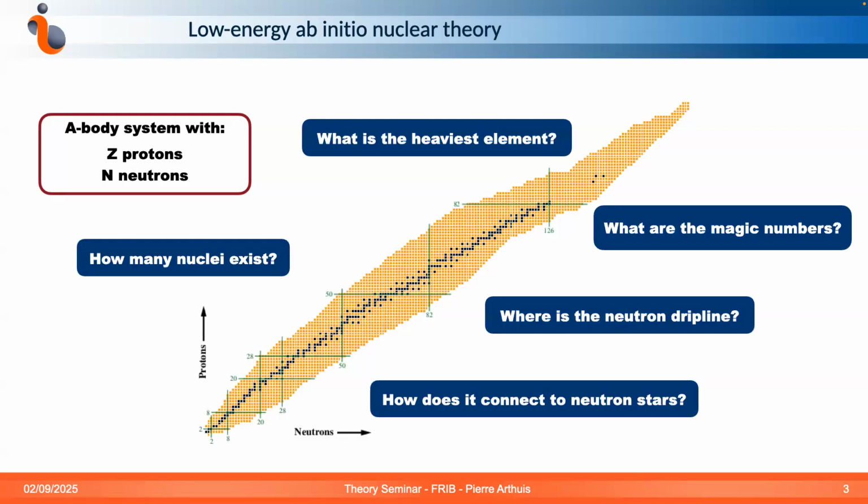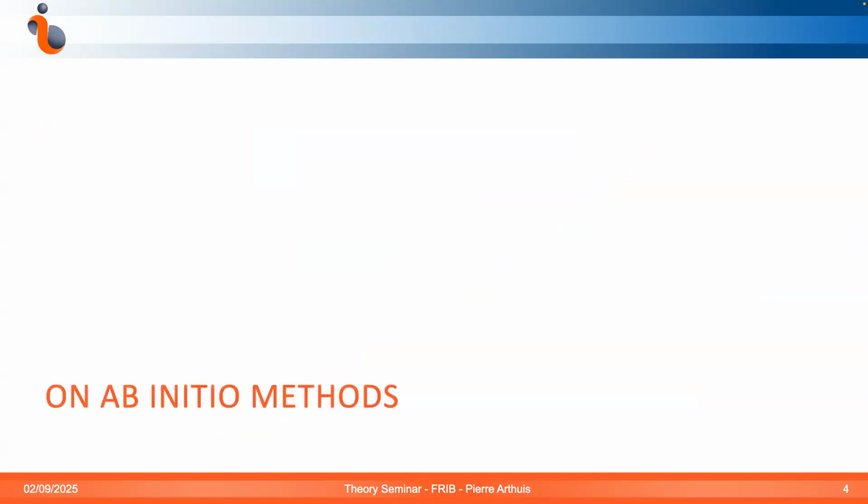How many of these nuclei do exist? What is the heaviest element? What is the limit here? What are those magic numbers? They are not trivial, and actually they tend to change if you move away from those black squares, which we call the valley of stability. Where's the neutron drip line? That is, how many neutrons can I keep adding on a specific species until my nucleus is not stable anymore? And how does all of it connect then to the description of neutron stars, for example? So those are our big questions.